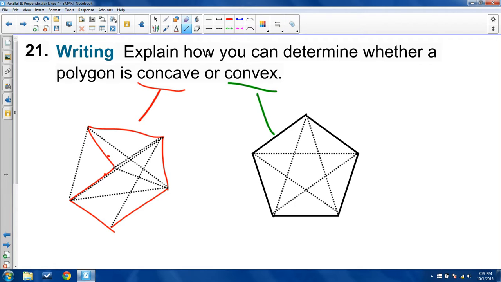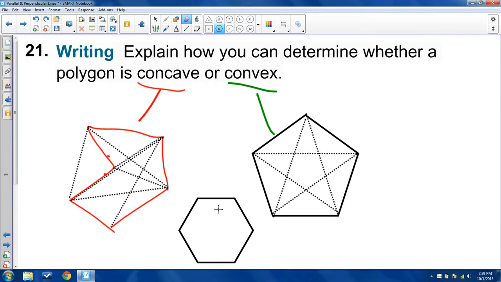So let's say I drew a regular hexagon, probably should have done that one first. But this hexagon has an interior angle sum that is the same as this one. I think they're both 720 degrees. Okay, so make sure you're understanding that. Even though it's concave, it doesn't change that the sum is still 720 for a hexagon.